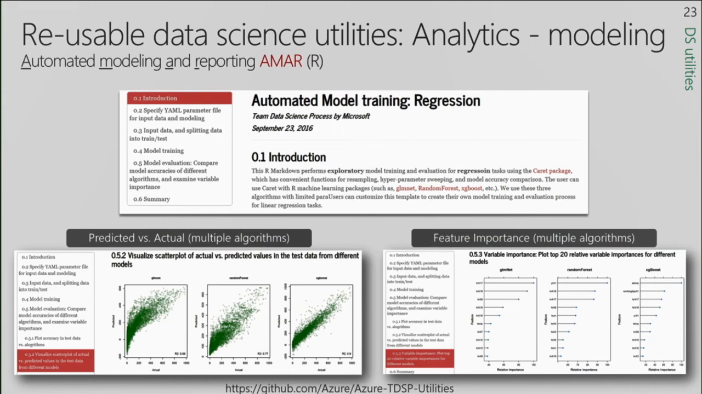For example, for the automated modeling, the top panel here is the automated report that was generated, with a summary of how the models were performing in your data set. And the bottom two panels give you information about the accuracy of the model in terms of the expected versus the actual versus predicted values, as well as the feature importance of the different kinds of models.